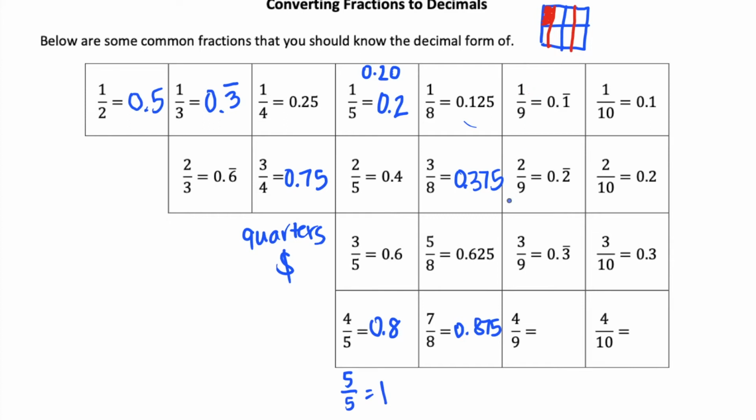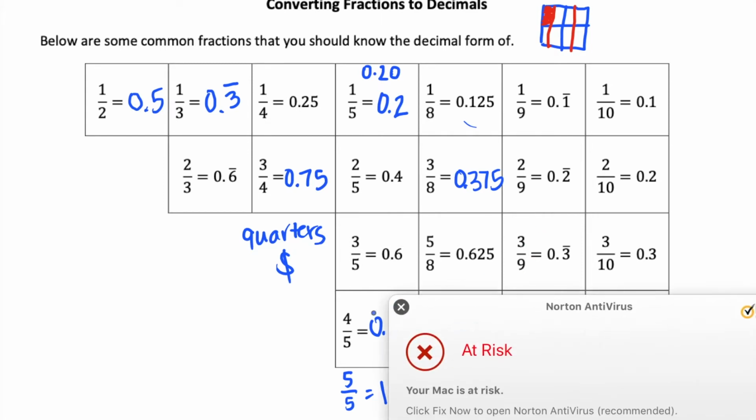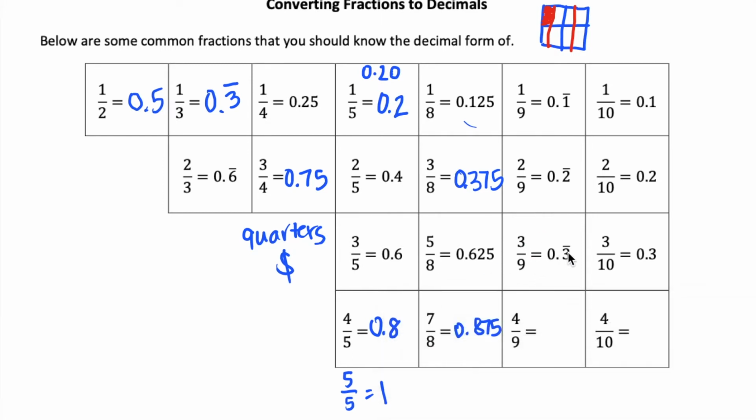When we get into the ninths, there's a nice pattern that we can recognize. So 1/9 is just going to be 0.1 repeating. 2/9 is 0.2 repeating. 3/9 is 0.3 repeating, because that does become 1/3. And then 4/9, if you can recognize that pattern, is just going to be 0.4 repeating.